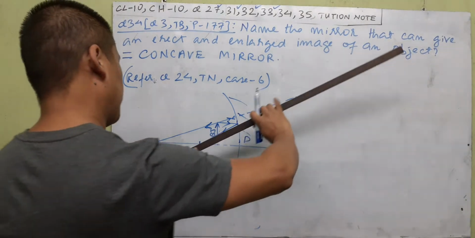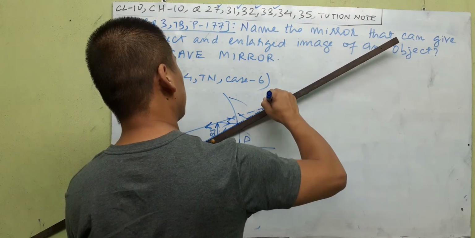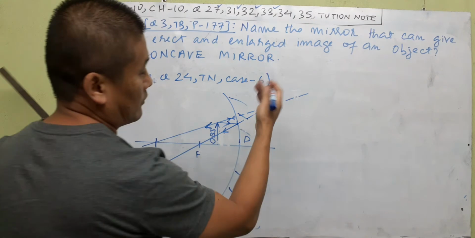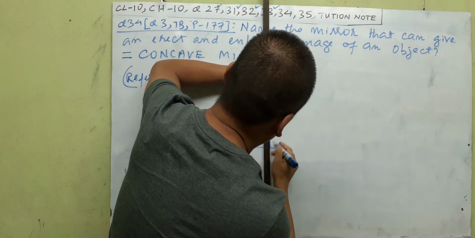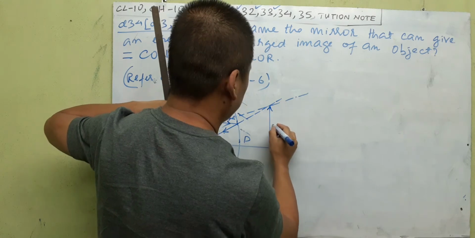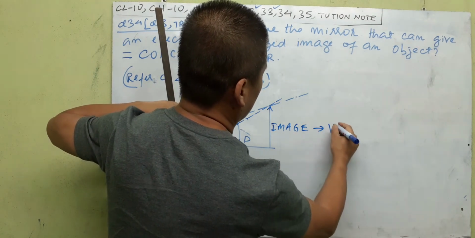So we need to produce the first reflected ray also on the same straight line backwards till it meets the first one. Where they cut is where you get the image. And this is the image. And we know this image is virtual.